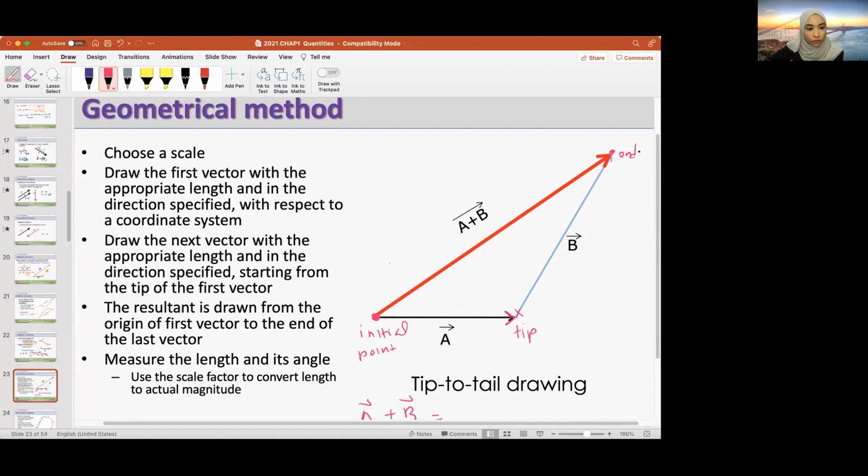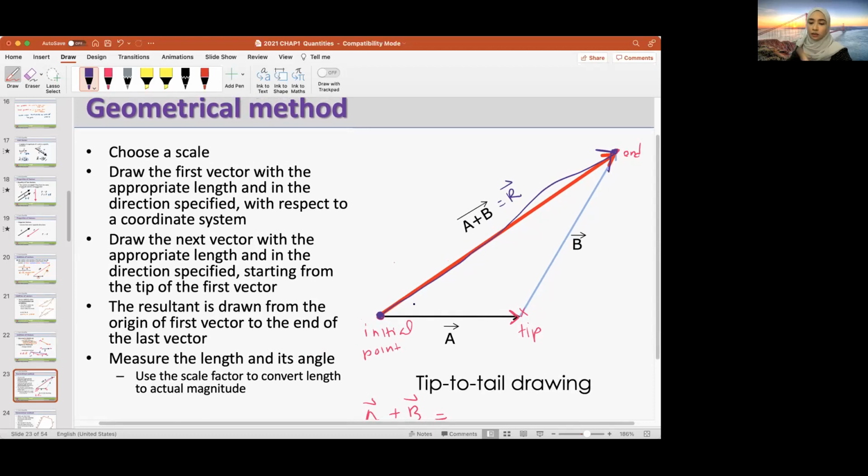At this point, I don't know what the resultant vector is. So how do I know where it is? I draw my line from the initial point to the end, and this is my arrow direction. This is called the resultant vector. Or sometimes you can write it as A plus B vector, that is also possible, but preferably use the resultant vector. So this is how you use the tip to tail drawing. I've done it slowly so that everyone understands.